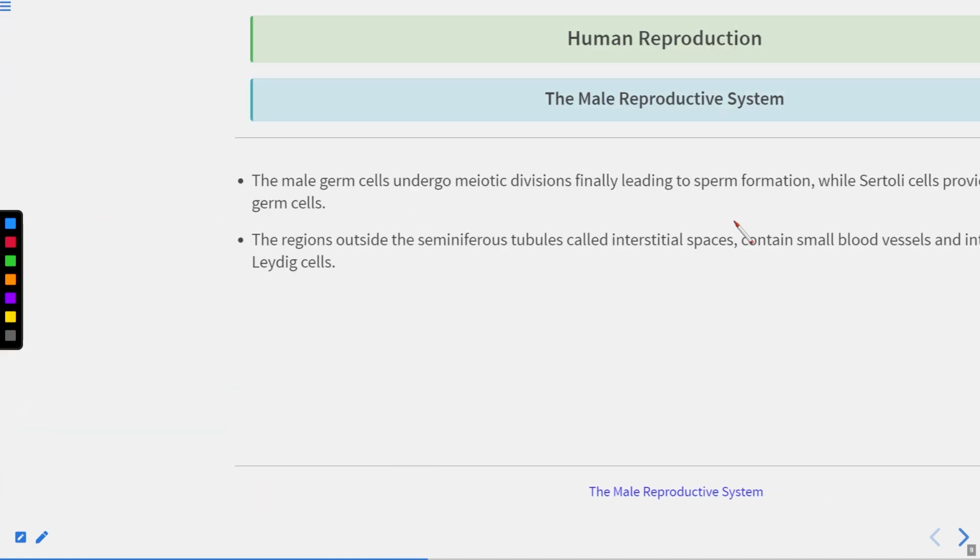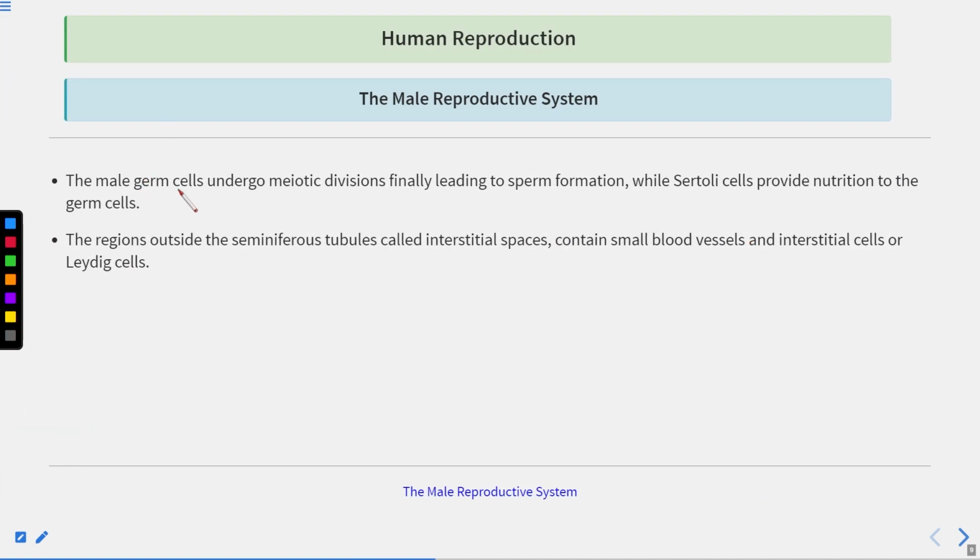Now let's move on to the next slide. The male germ cells, known as spermatogonia, are obviously diploid. These undergo meiotic divisions. And what are meiotic divisions? Meiotic divisions are reductional divisions. So what will happen after meiosis? The chromosome number should reduce to half.